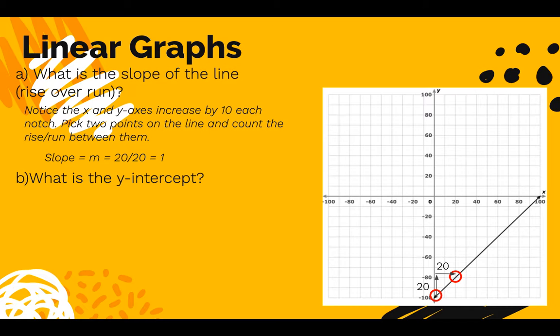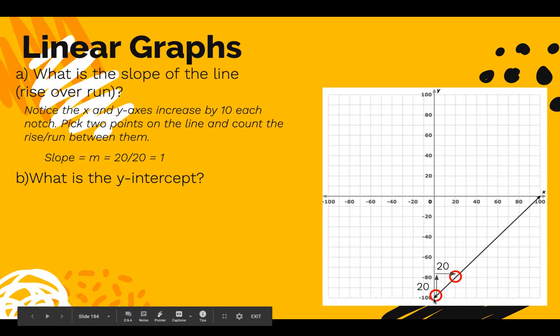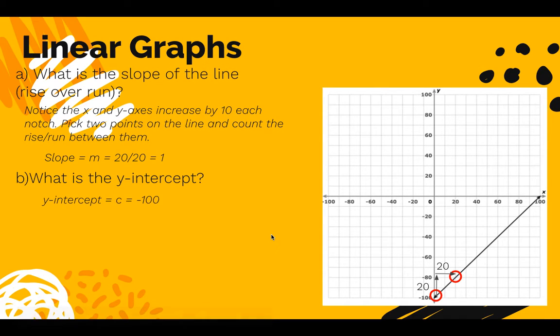If you're wanting to find the y-intercept, that is the point that the line crosses the y-axis. So the point that it crosses here is at negative 100, so your y-intercept is negative 100.